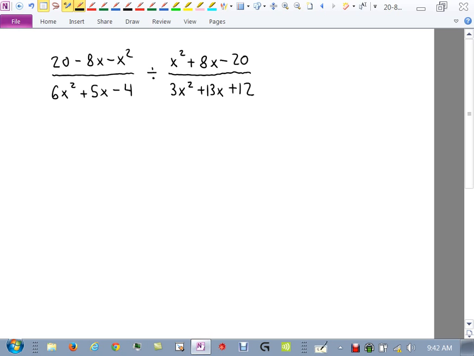So before I do anything, I'm going to flip it. So I'm going to flip the second rational expression, the one on the right side, flip it over, and I'm just going to rewrite everything, even though I don't like to have to rewrite everything. I'm going to do it.